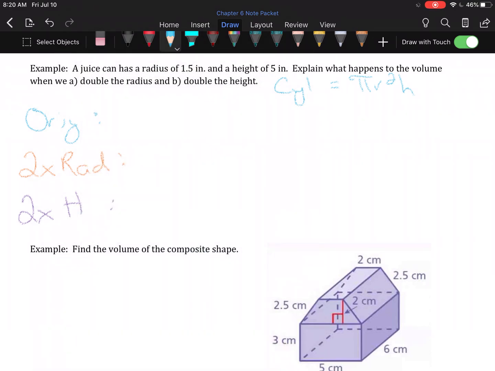So let's calculate this all out. The original juice box is going to be pi times 1.5 squared times 5. 1.5 squared is 2.25. When I multiply that by 5, we get 11.25 pi. When I double the radius, instead of the radius being 1.5, the radius is now 3. The height here will still be 5. So 3 squared is 9. 9 times 5 is 45 pi.